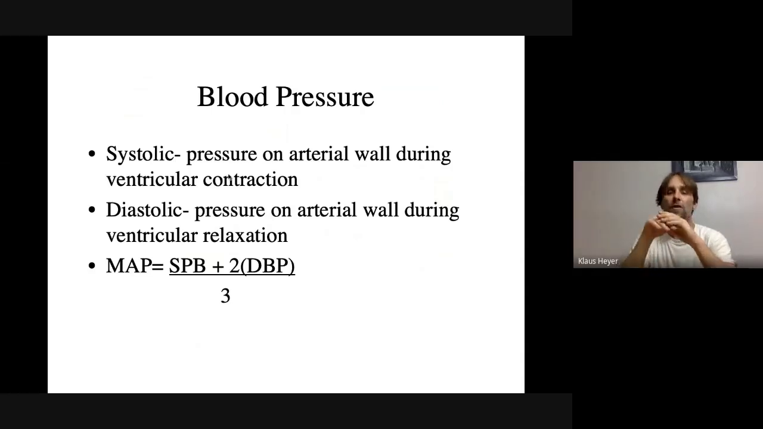So what is the pressure on the artery, wherever the artery is? Because you can also take blood pressure here anyway. What is the pressure on the artery when the ventricles are contracting? The lower number is the pressure on the artery when the ventricles are relaxing. So that's systolic pressure and diastolic pressure.